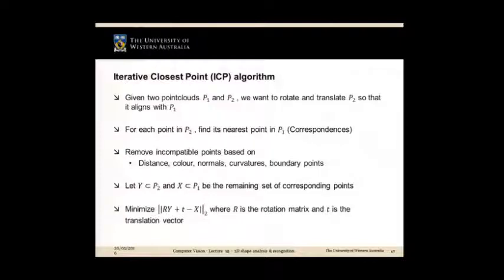And what is our aim? Our aim is to minimize this cost function, R times Y plus T minus X, where R is the rotation matrix and T is the translation vector. You rotate and translate your Y to align it with X, and then you subtract it from X. And that's your cost function that you try to reduce.